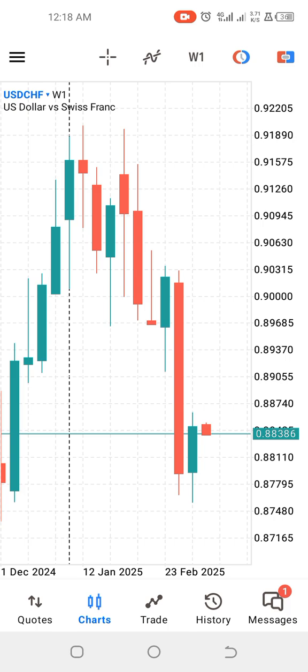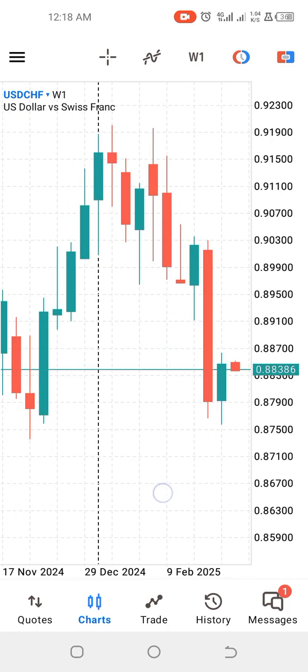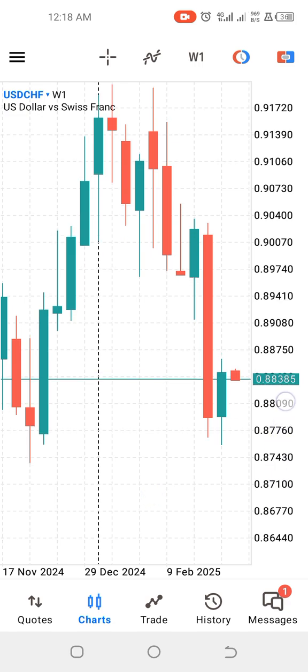Okay, so I'm on a weekly time frame because we are entering into a new week from tomorrow. That's why I'm using the weekly time frame as my higher time frame, because I normally use the daily time frame. So what are we seeing on the weekly time frame?